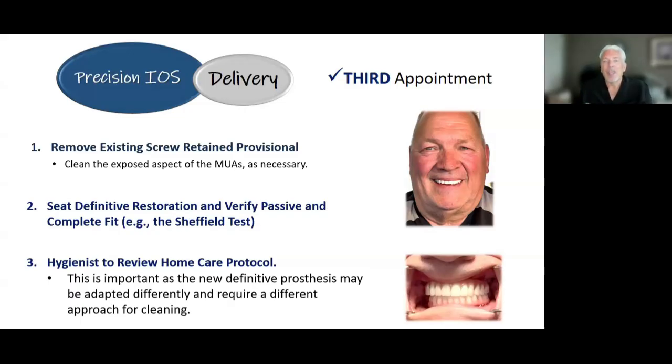It's not done yet. This now fits, is adapted to the tissue differently than the provisional they wore for 4, 5, 6 months, where maybe they had access real easy to get dental floss in or a water pick in, or easy to clean. We've tightened things up because we don't want gaps when they lift their lip up and look at it. We want this to be really well adapted to the tissue.